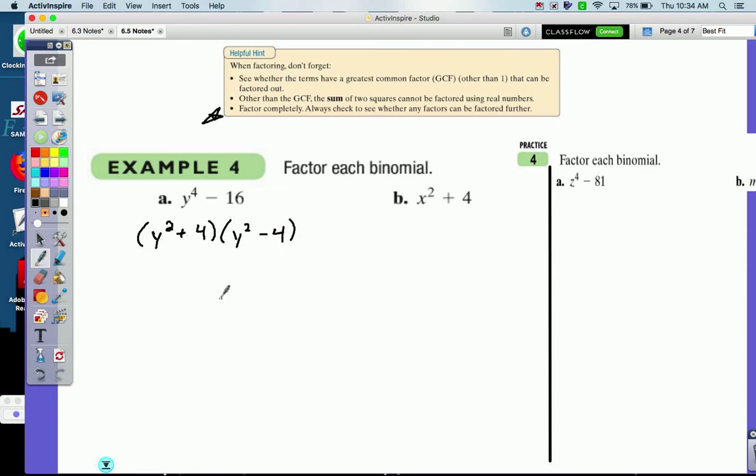All right, now that's where we stopped on all the other problems. But if you look at what you have left over, the y squared plus 4, I cannot do anything with that because there is a plus in the middle. That does not factor. But that second parentheses here, we have another perfect square minus a perfect square. So that's going to turn around and factor into y plus 2, y minus 2. And since there's no more perfect squares going on, I am factored.